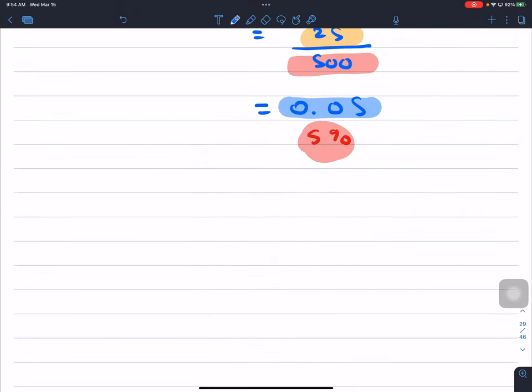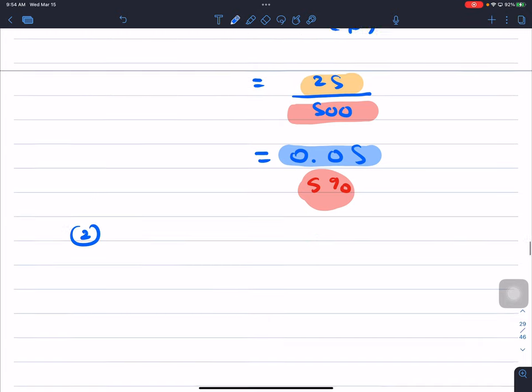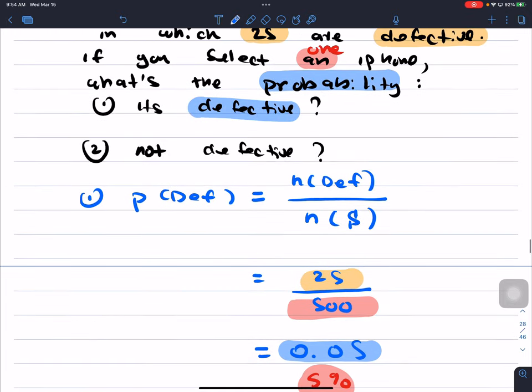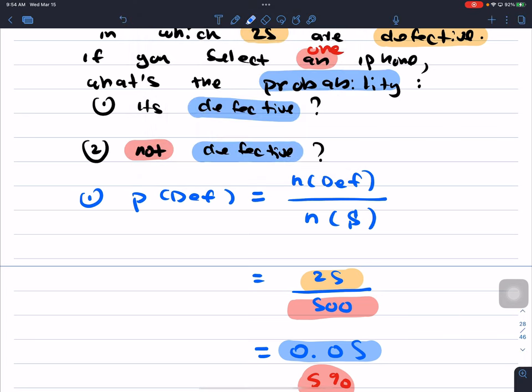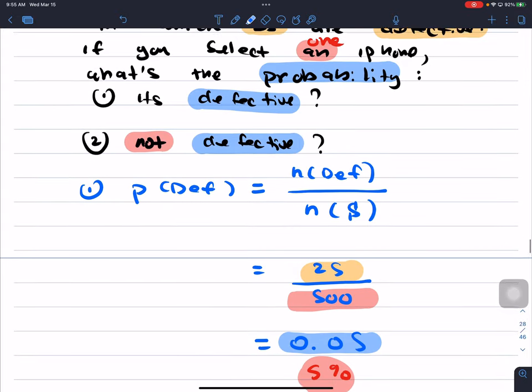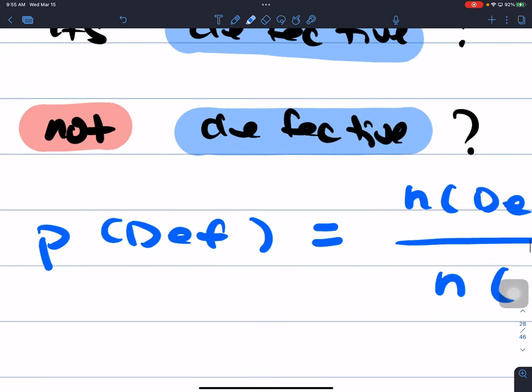Question two. What is question two asking? Not defective. If you ever see the phrase not or non, like in question two, what do you guys want to use?